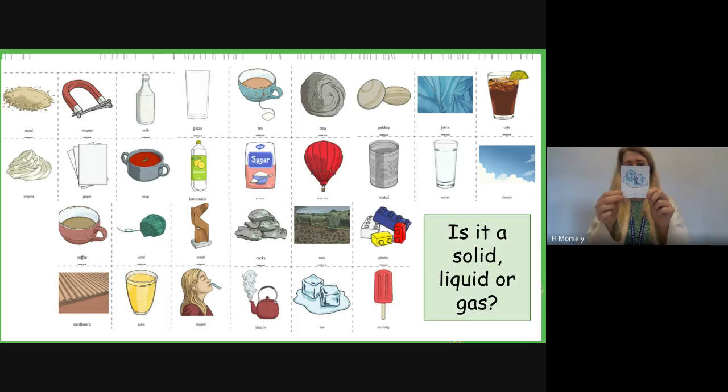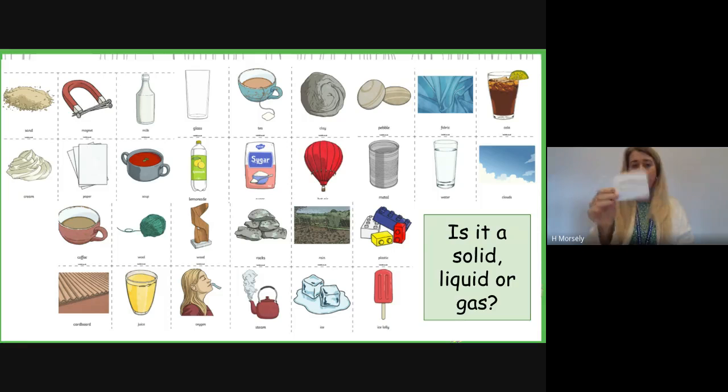Ice, where did you put ice? So we're looking here at the ice cubes, not the little puddle of melted ice. Where did you put that? Solid, well done. What about cola? Remember, it's what's inside the glass that we're focusing on. Was a liquid. What about clouds?